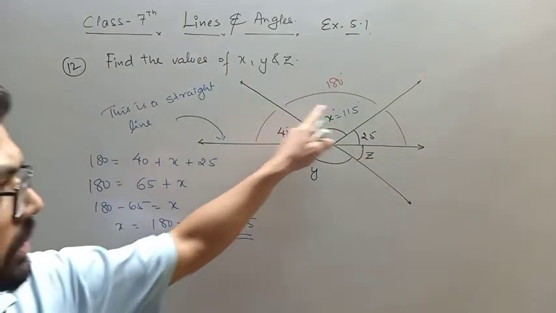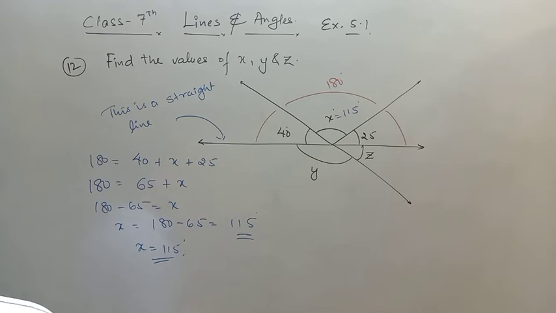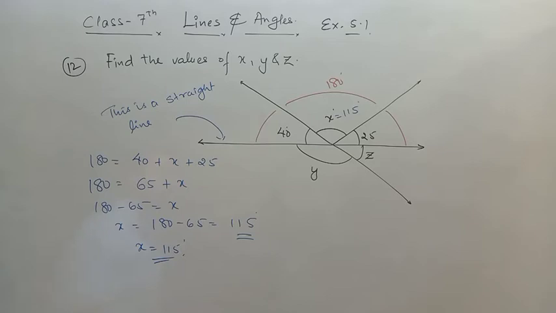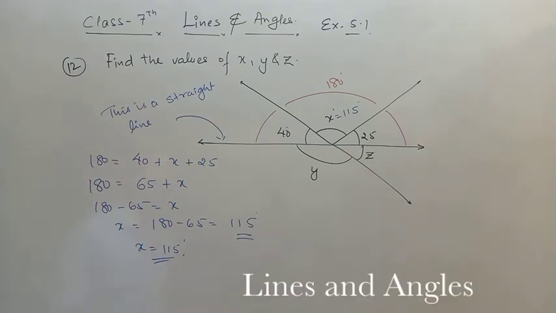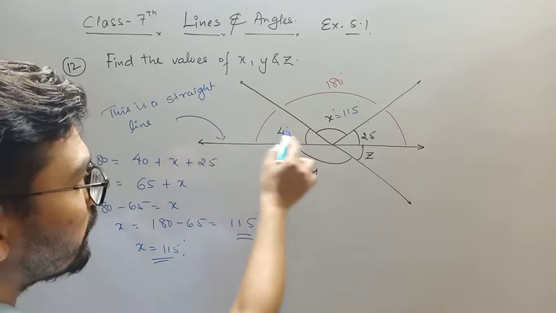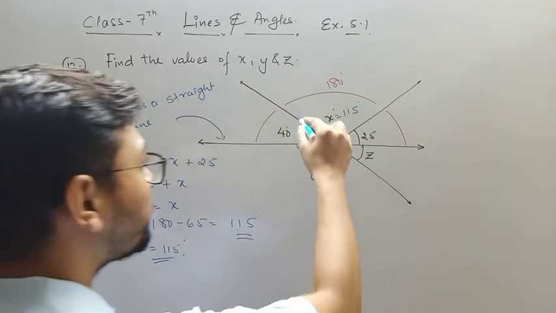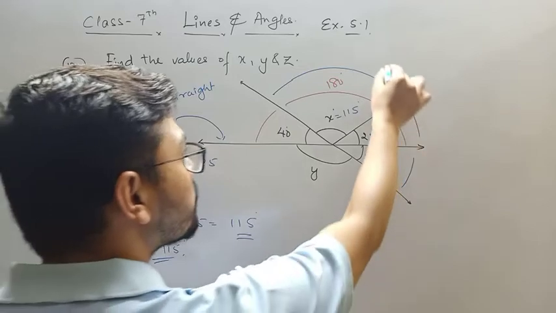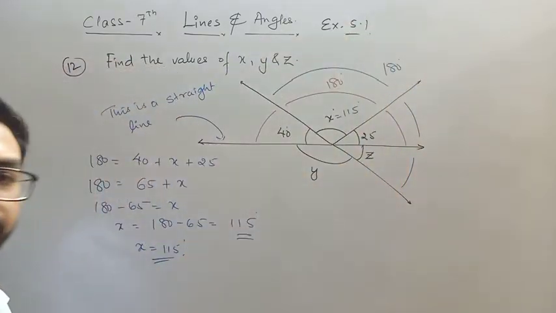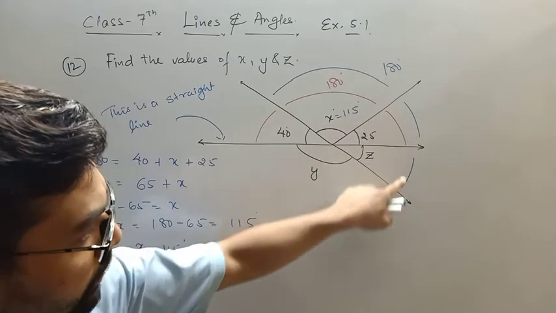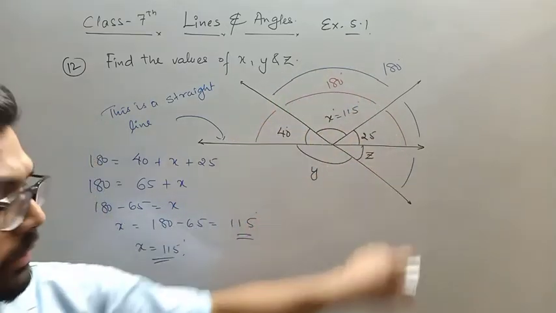Now if you add all these angles, this will equal 180 degrees. The next thing is you need to calculate the value of y and z. But before that, see, again this is a straight line. So the angle formed will be equal to 180 degrees. Do you agree with this? Again this is a straight line, so the angle formed will be equal to 180 degrees, right?